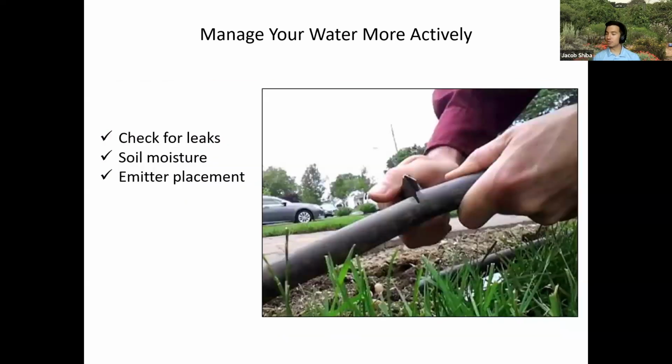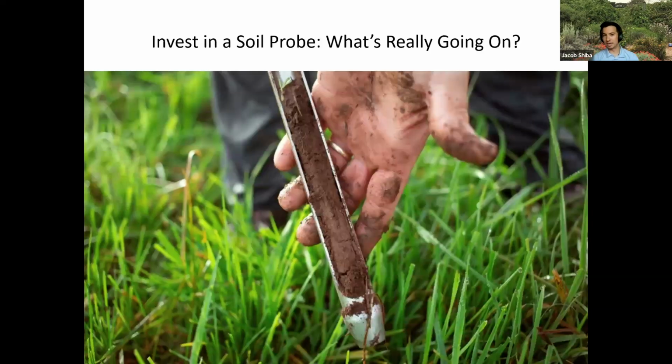Make sure you're out there turning your sprinkler system on every quarter or at least twice a year to check for leaks, right? Check soil moisture, make sure your drip tubes haven't moved, make sure your emitters are where you want them to be, make sure your spray sprinklers are pointed in the right direction. Make those little adjustments that are going to help save a lot of water over the course of time.